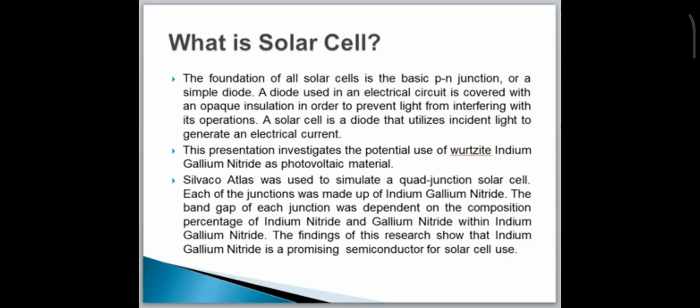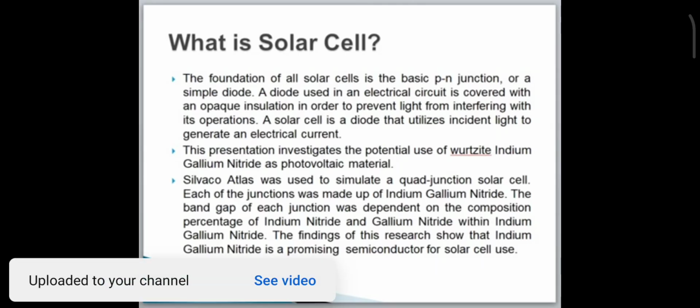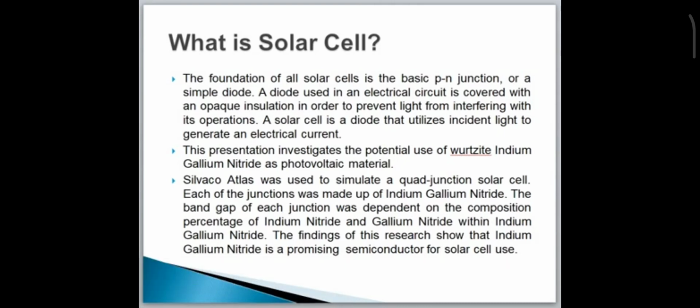If you are using the silicon diode, then the energy is radiated in the form of heat. But if we are using some specific material like indium gallium nitride, indium gallium phosphide, then the energy is radiated in the form of light. The color of light depends upon the material of the semiconductor. This presentation investigates the potential use of wurtzite indium gallium nitride as a photovoltaic material.